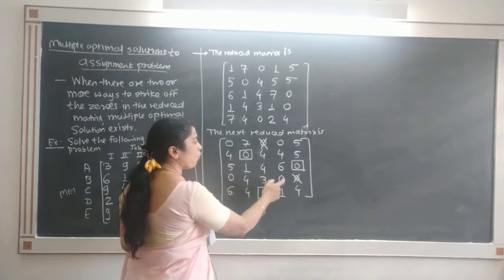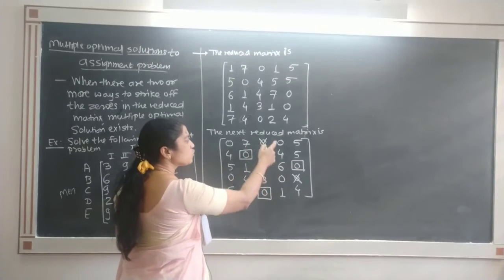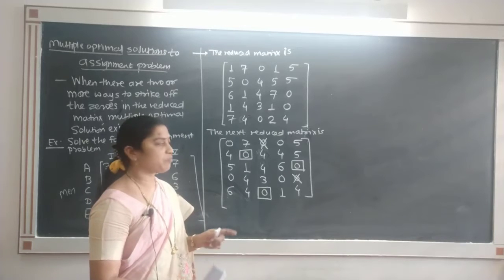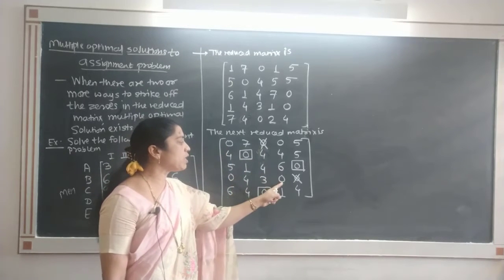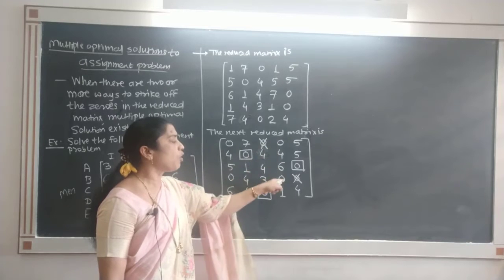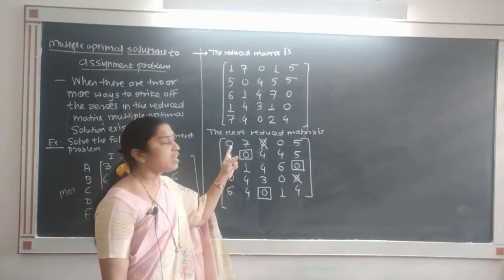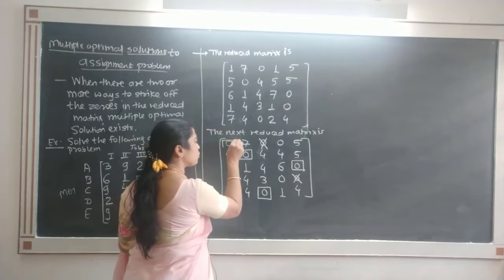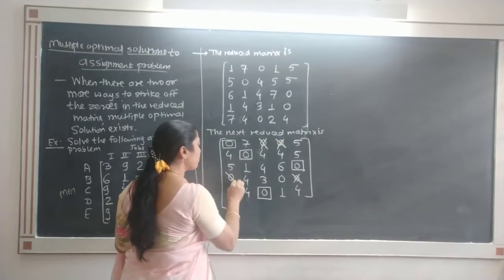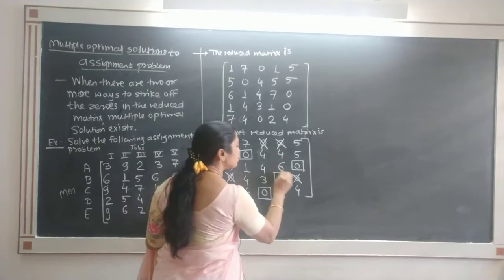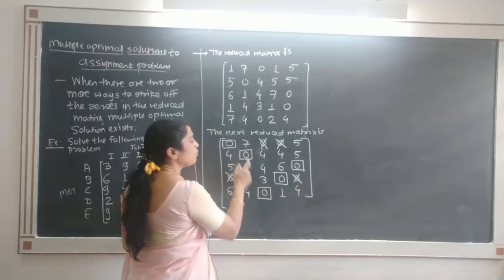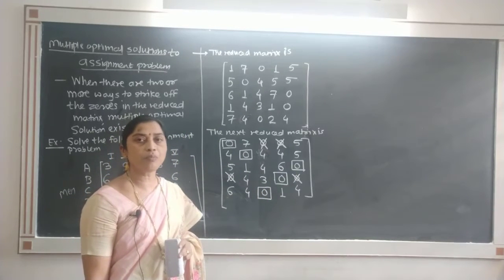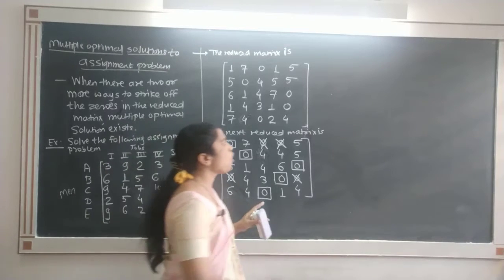Now there are 4 zeros and there is no single 0. It means that multiple solutions exist, because now there is not a single 0 remaining in this column or in this column. So we can box any one 0. Suppose we box this 0, we have to strike off the remaining and then we get a single 0 here. So the number of assigned zeros is 5, equal to the order of the matrix, which means this is the optimal assignment.